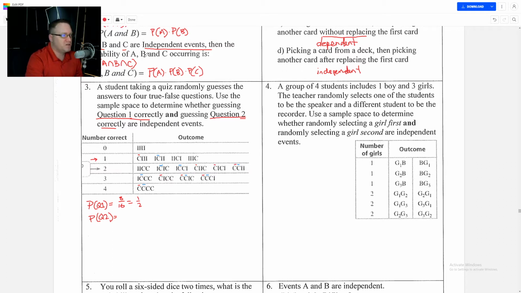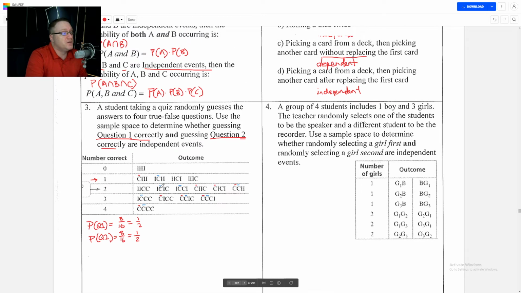So let's see how many there are. 1, 2, 3, 4, 5, 6, 7, 8. 8 again. So the probability of getting question 2 correct is 8 over 16, which is 1/2. All right. Good. Now, let's look.